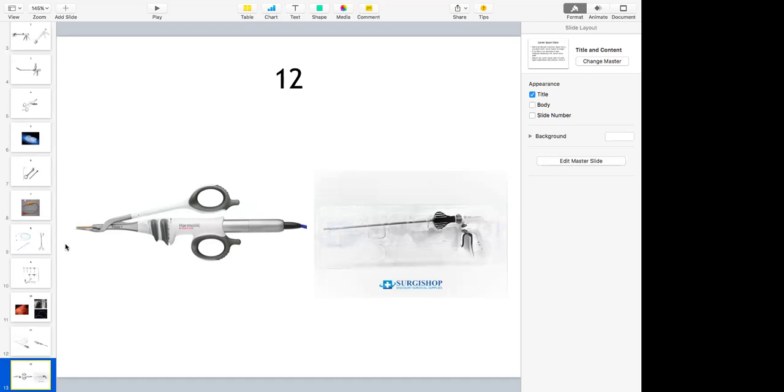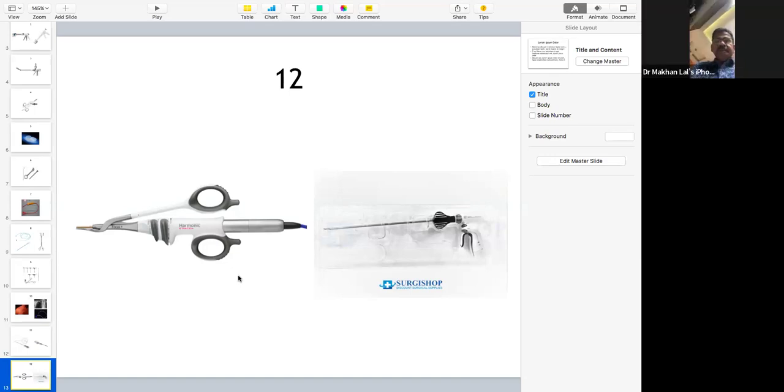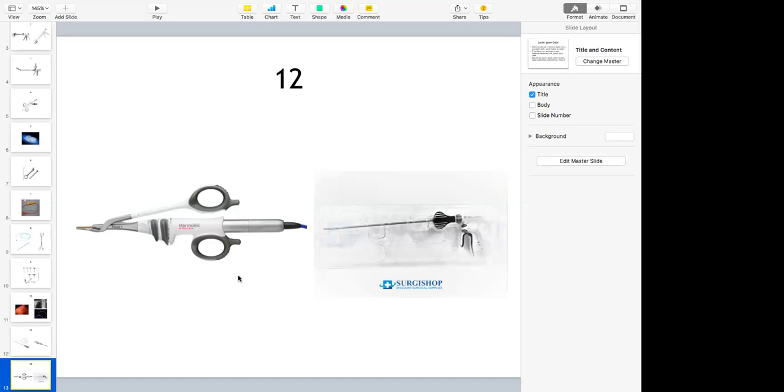So what are the different lengths of these instruments? For open procedures, they are smaller, 9 centimeter handpieces, whereas 17 centimeter and upwards are for laparoscopic.